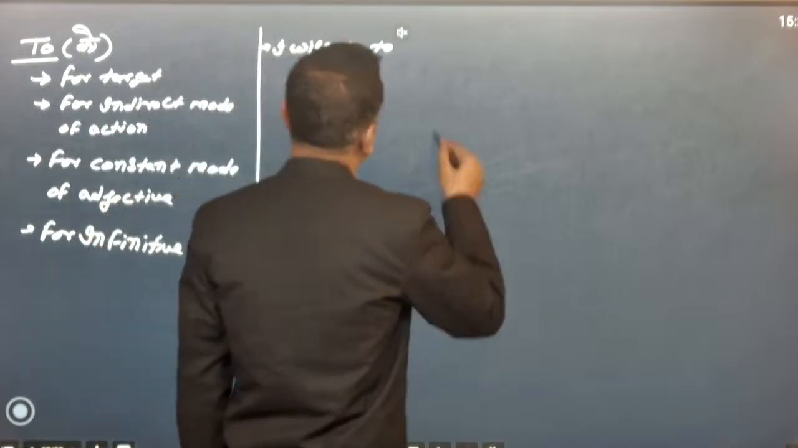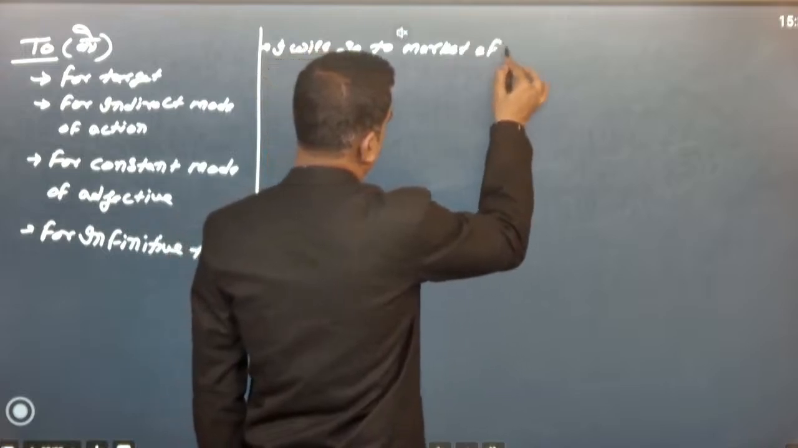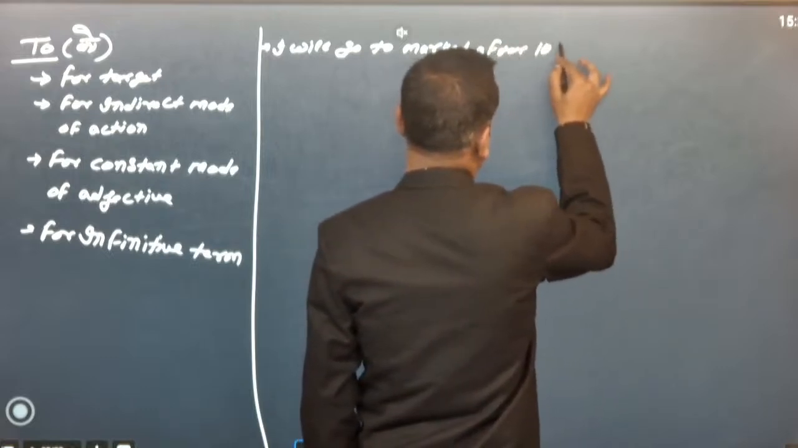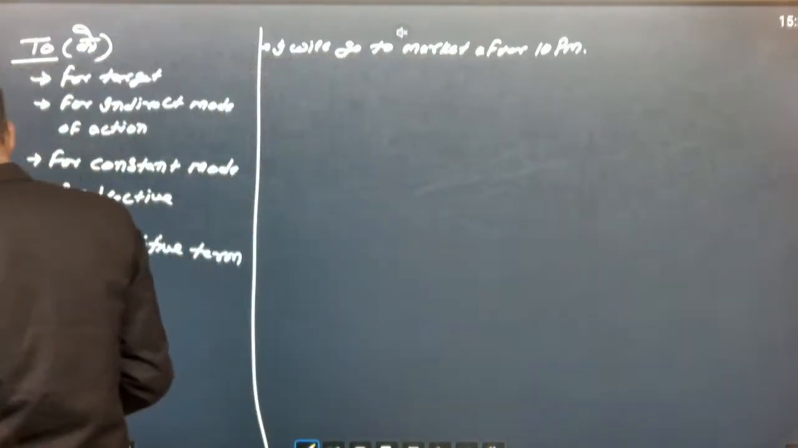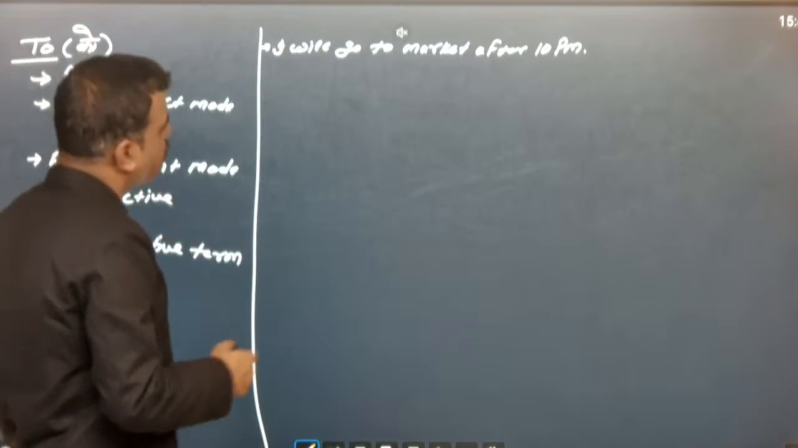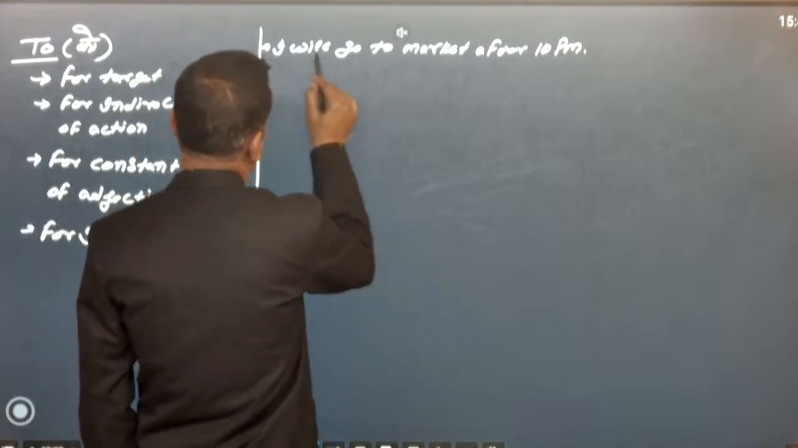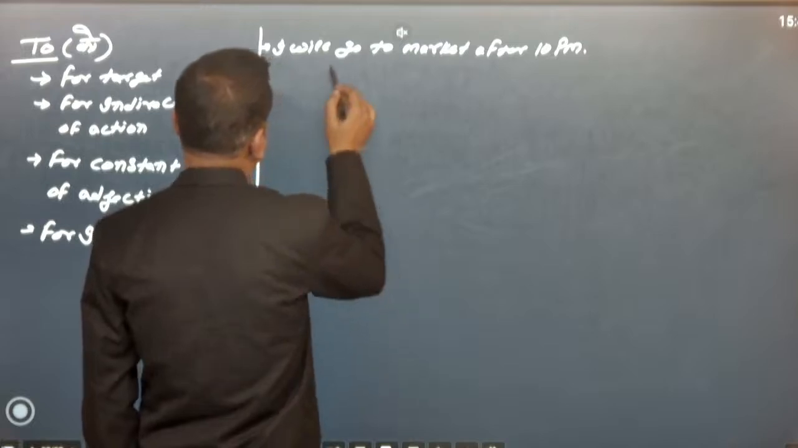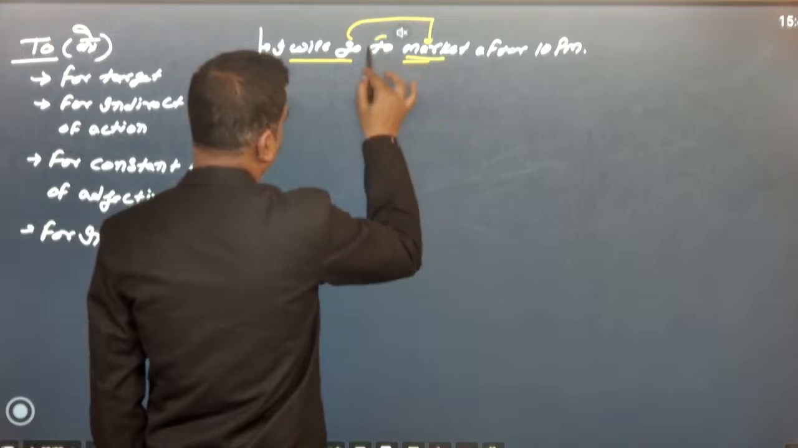I will go to market after 10 p.m. I will go to market after 10 p.m. So मेरे जाने का टारगेट क्या होगा? मैं किस जगह को टारगेट करके जाऊंगा? मैं मार्केट को टारगेट करूंगा. तो मेरे जाने का टारगेट क्या दिखाएगा?